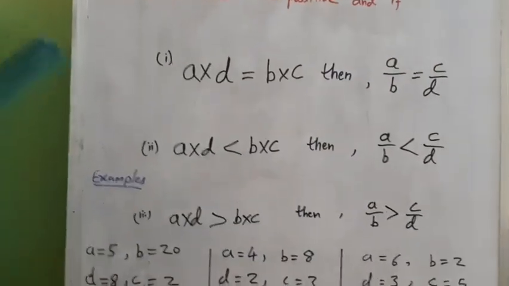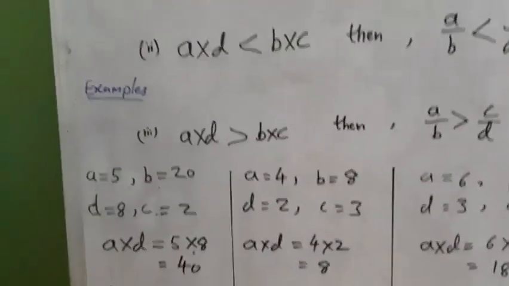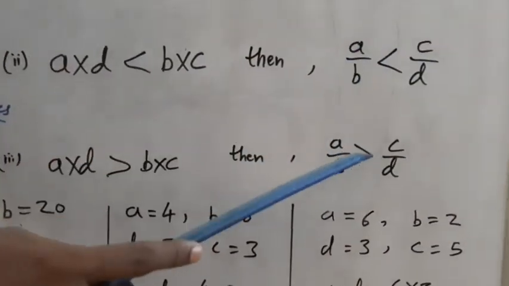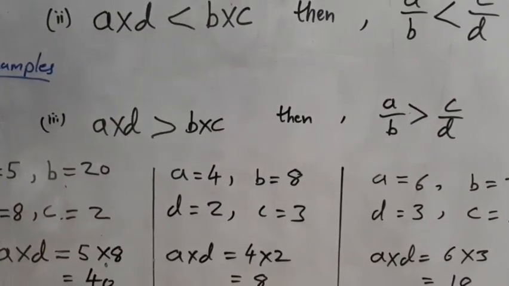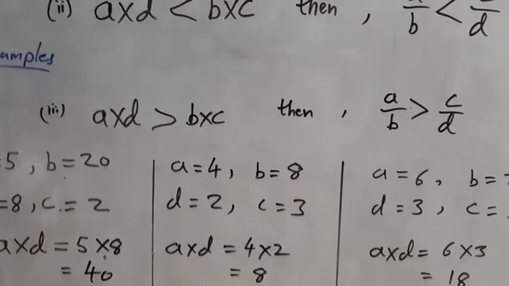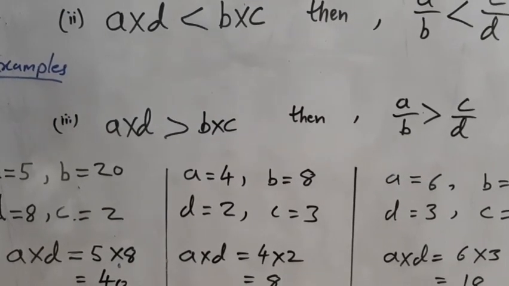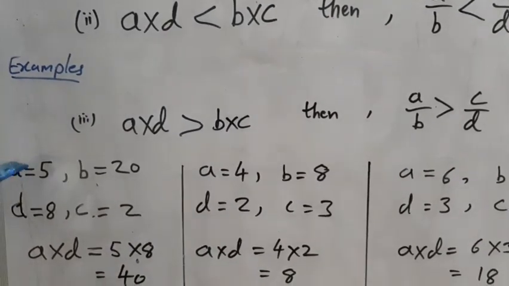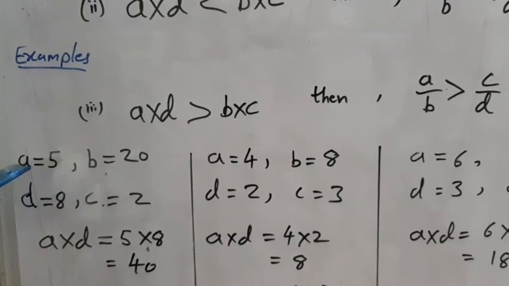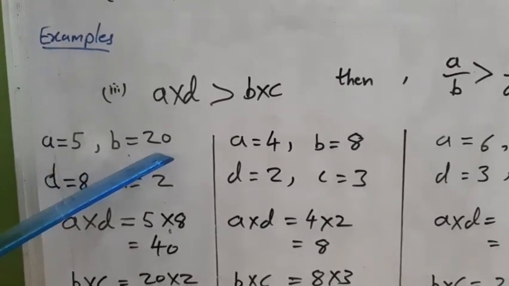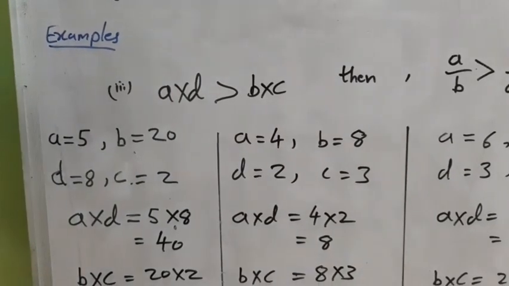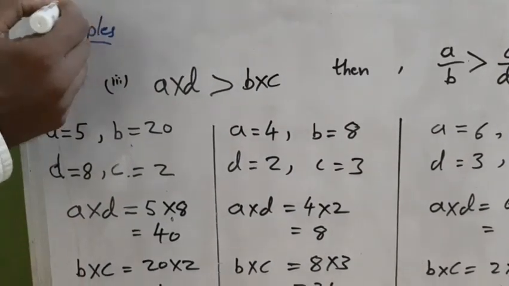Children, before that, when you were in the 6th and 7th standard, you used the equal sign, less than, greater than, but in the form of integers. Now here, in the form of rational numbers, an integer is also a rational number. We consider an example here, children. Suppose A equal to 5, B equal to 20.